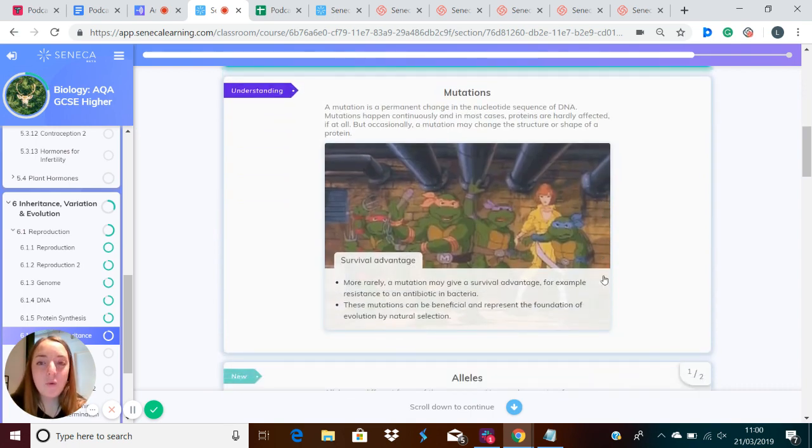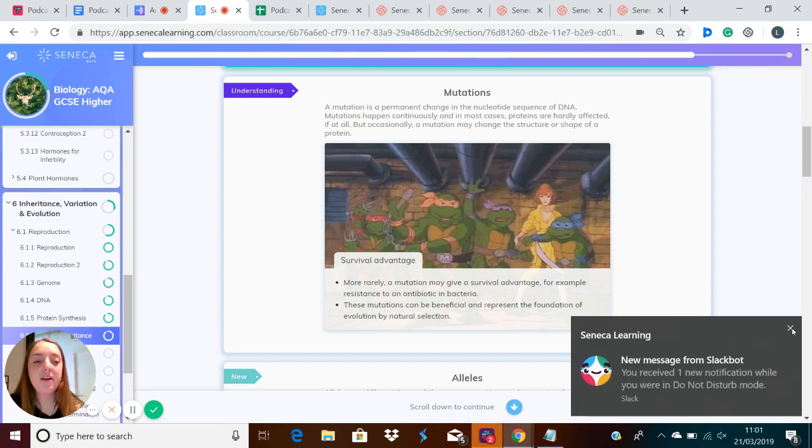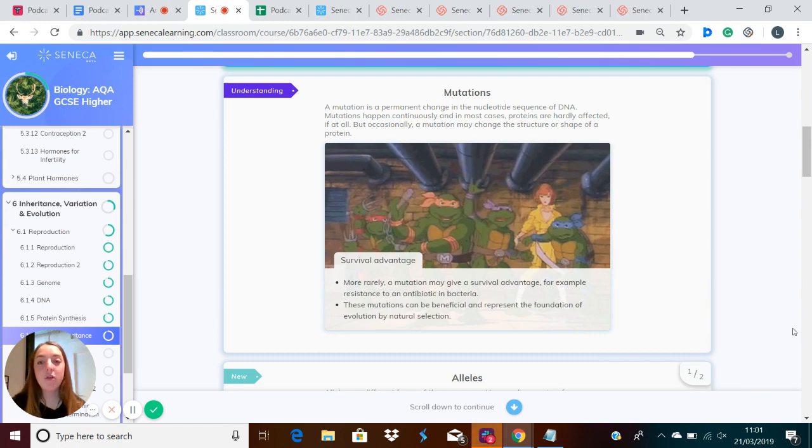So, as we said before, a mutation is a permanent change in the DNA sequence of the nucleotides. Mutations can happen continuously, but in most cases, proteins are hardly affected, if at all, because not all of the DNA actually codes for protein. Lots of it is in non-coding regions, which can affect the rate at which proteins are produced or other factors. Some areas we sometimes call junk, and we don't even know what they do. So if the mutation is in those areas, it might not have an effect.